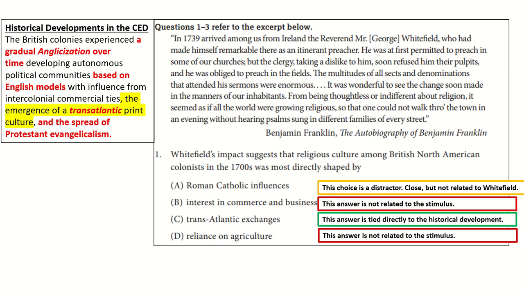So C is going to be the answer, transatlantic exchanges. The deal with this one, as you see over there, I've got it highlighted with the CED over there, transatlantic print culture, the spread of Protestant evangelicalism. So Whitfield came from England over to America. The First Great Awakening, this movement that he was a part of, came from England over to America.